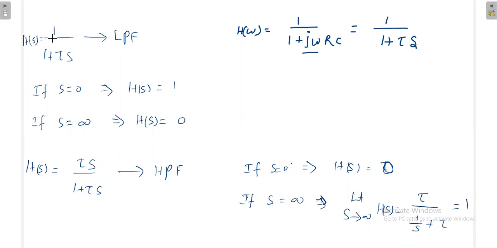So if the transfer function is in this format, then that circuit will act as a low pass filter. Then how do we identify this nature? You just substitute s equal to 0.